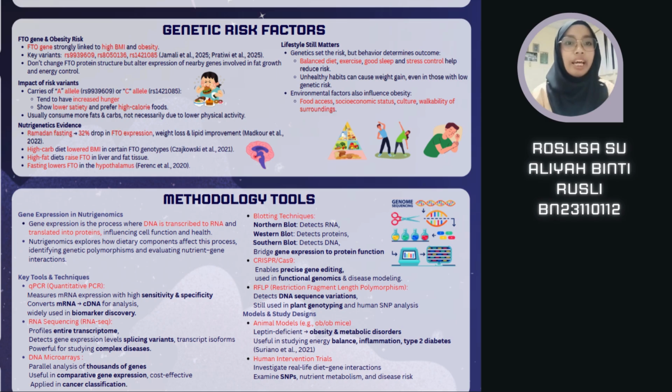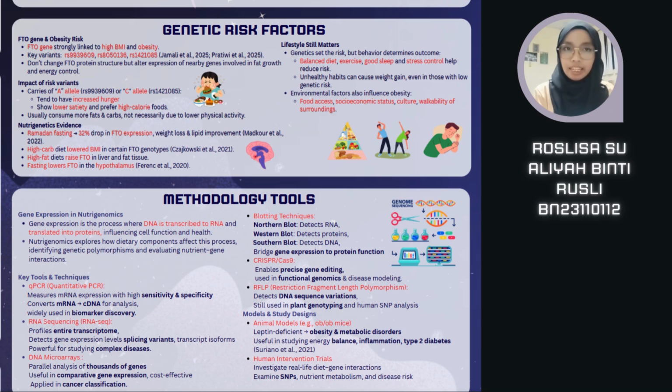People who carry the A allele of RS9939609 or the C allele of RS1421085 tend to feel hungrier, experience less satiety, and often prefer high-calorie foods. They also tend to consume more fats and carbs, not necessarily because they're less active, but due to how their metabolism responds. But here's where nutrigenomics becomes important.